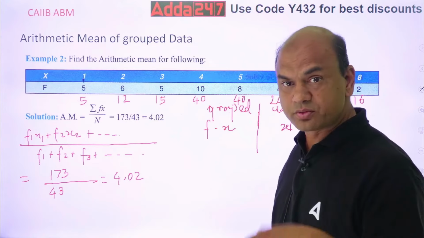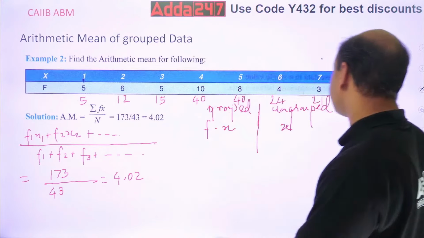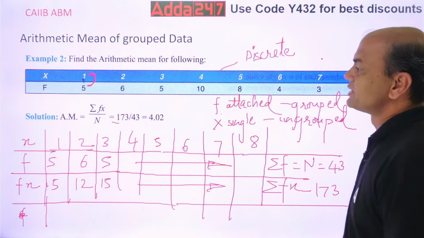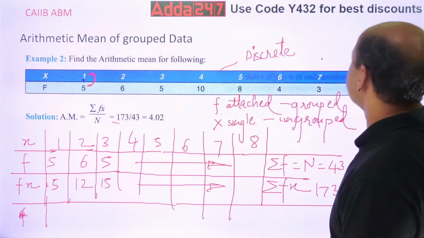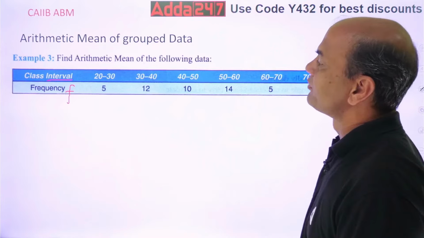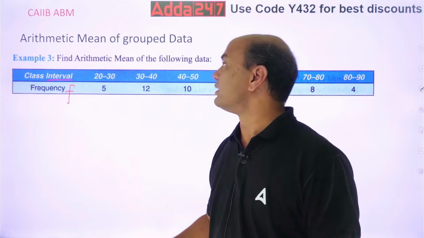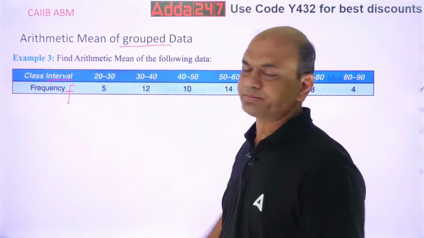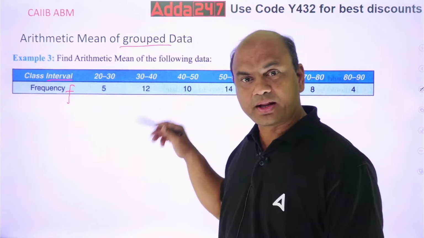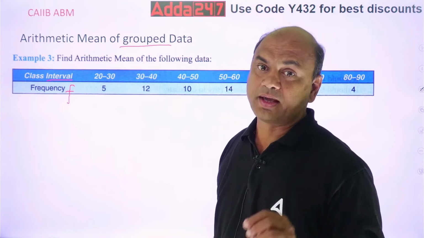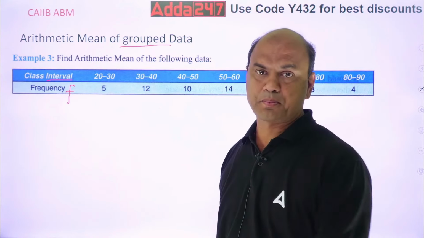Now the next question which I will take is related to class, so that is difficult. See this. Find the arithmetic mean for the following data. Now look at this. Again, is it grouped or ungrouped? Grouped data, because f and x both are given. But here, x is given in the form of class, not in the form of class mark.